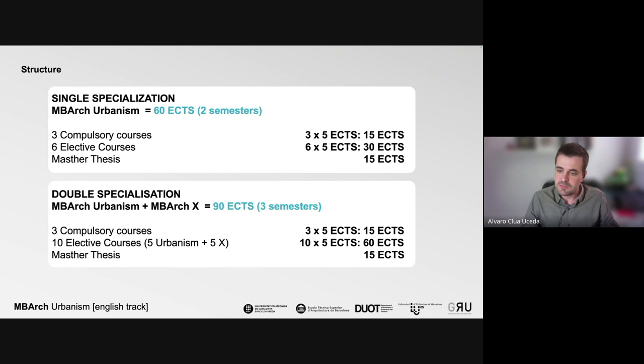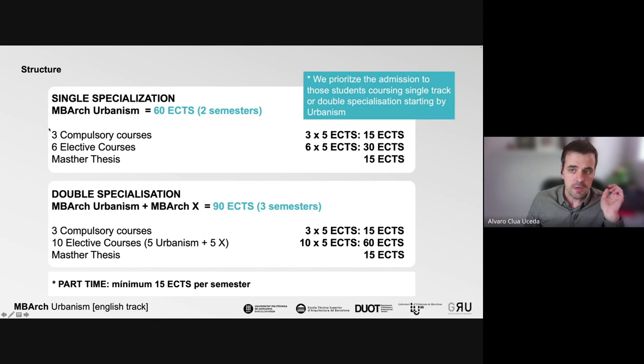After the experience of the last courses, we are trying to prioritize those students that either choose the single specialization or they choose double specialization, but master in urbanism as the first track. That is because we think that these three compulsory courses that are linked to the first track should be in urbanism, because if not, you have some lacks, for example, in terms of theory, in terms of tools and representation tools and so on. So in summary, we recommend you to take the single specialization or to choose the double specialization if possible, and we prioritize those students that choose master in urbanism, and then the second line can be from any other track.